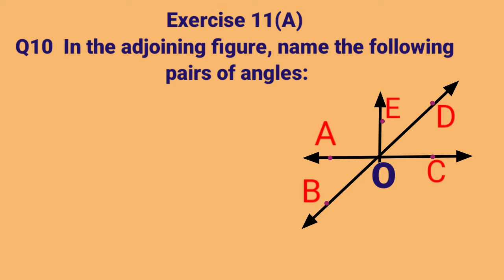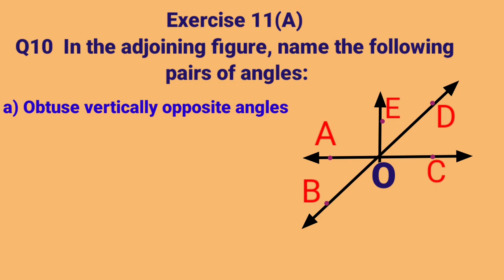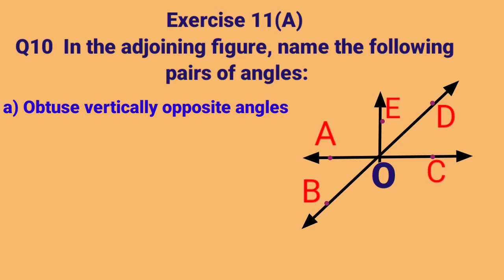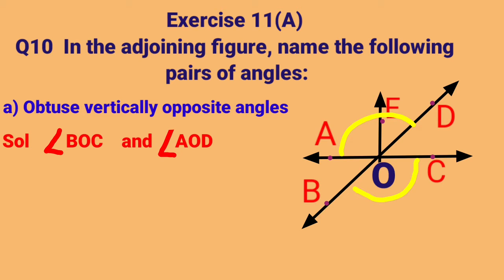First one, obtuse vertically opposite angles. See this figure. Here we can see these two pairs of angles. They are vertically opposite angles as well as they are obtuse angles. That's why these are obtuse vertically opposite angles. Name of the angles are angle BOC and angle AOD.